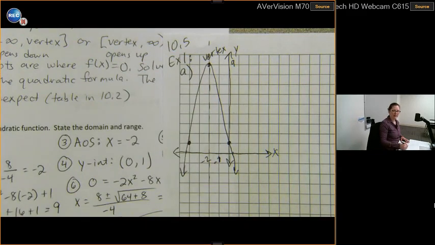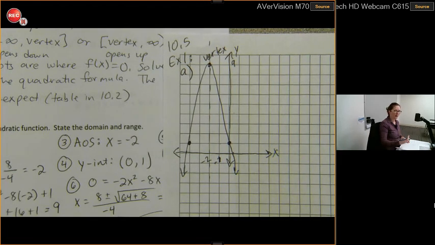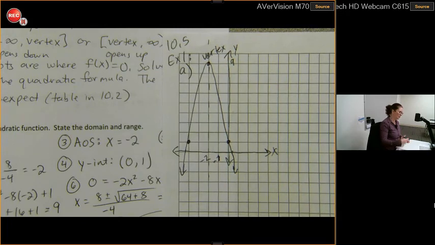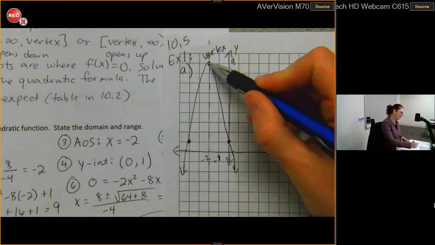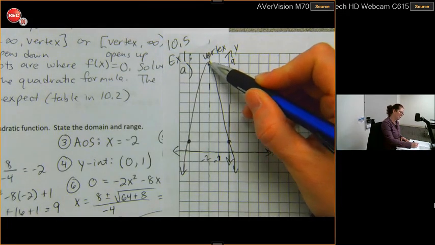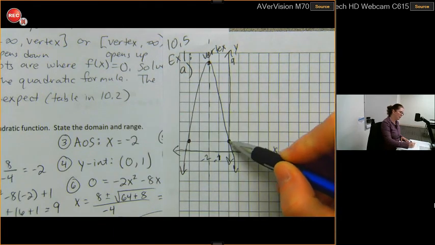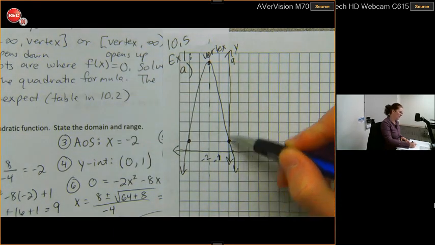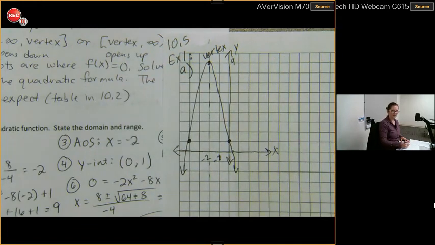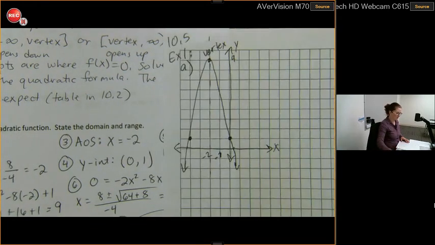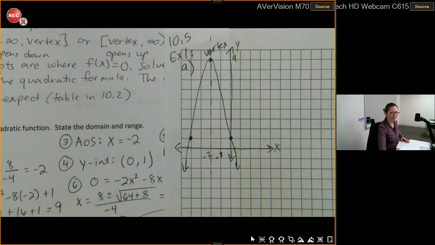When you're in MyLabs, you're going to use the parabola tool when you're graphing, and then follow the instructions. If I remember right, it has you select the vertex, so you click there, and it has you select another point, so you click there, and it would automatically generate the parabola. All right, we will do more examples starting in the next video.